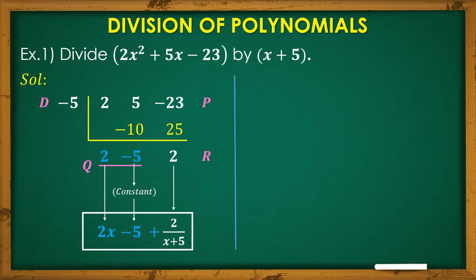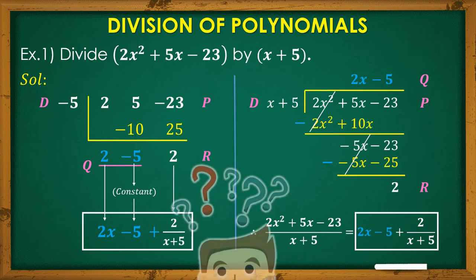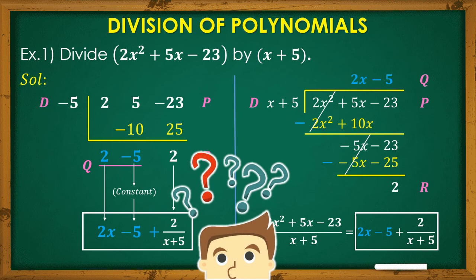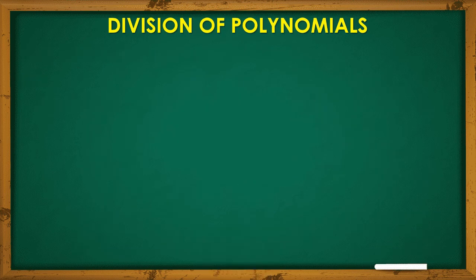I-compare natin yung solution natin yung synthetic division at yung long division. Of course, we will have the same answer, 2x minus 5 plus 2 over x plus 5. But the question is, alin ang mas dapat gamitin? Alin ang gusto nyong gamitin? At alin ang mas madaling gamitin? Let's have one more example.